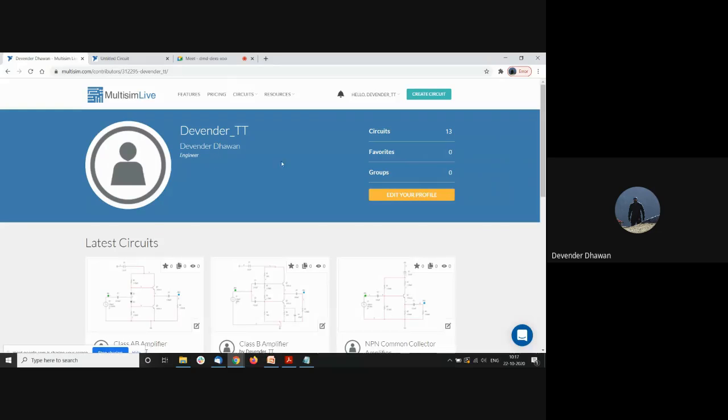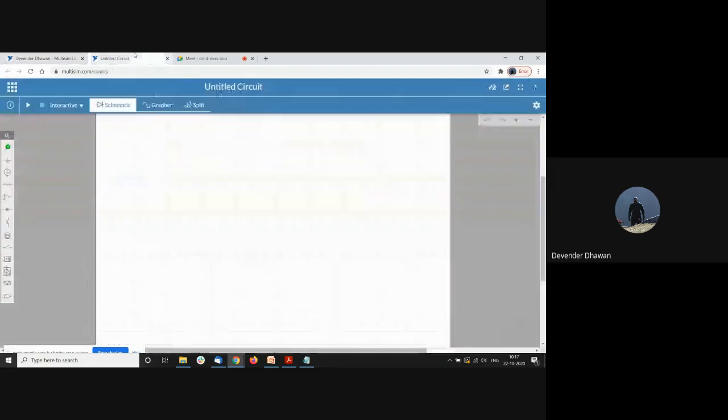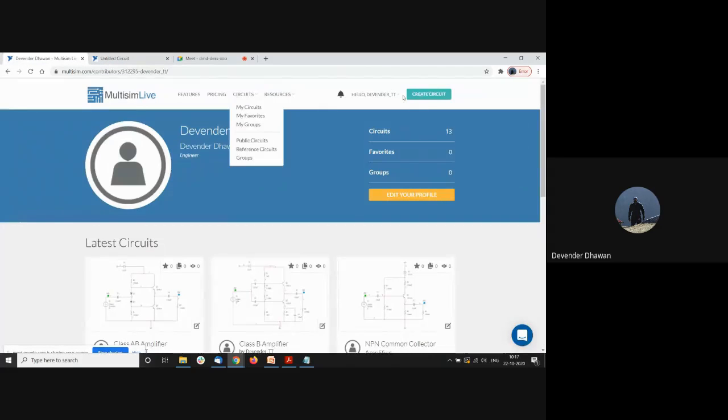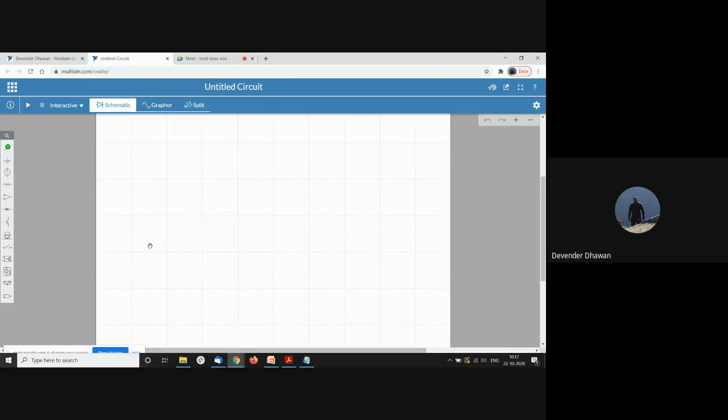Again, I'll go to my Multisim Live profile. I can go under circuit and check out my previous circuit, or just directly open this create circuit here. Once you create, you will reach here, which is our breadboard, as we have been working on it for the last 3 days. On the left hand side are all the libraries that we have, and under amplifier we have the op-amp symbol.